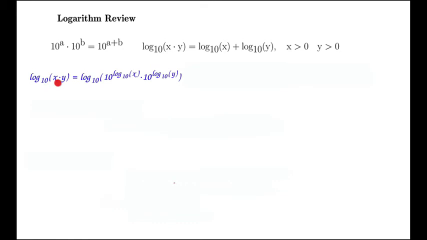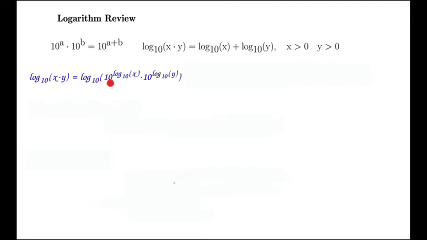So we can rewrite log base 10 of x times y into log base 10 of 10 to the log base 10 of x times 10 to the log base 10 of y. And you might ask, why would you want to do that? Well, the reason I want to do that is because with 10 to the log base 10 of x times 10 to the log base 10 of y, I can now apply this expression. It's 10 to the something times 10 to the something else, and that means that I can add exponents.